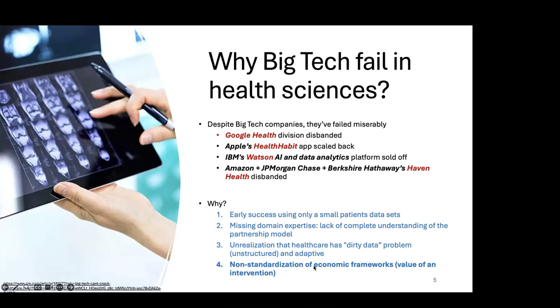And then they did not even consider something called the value of intervention. This word, value, is very important, and I will define this value in some sense in a few minutes.